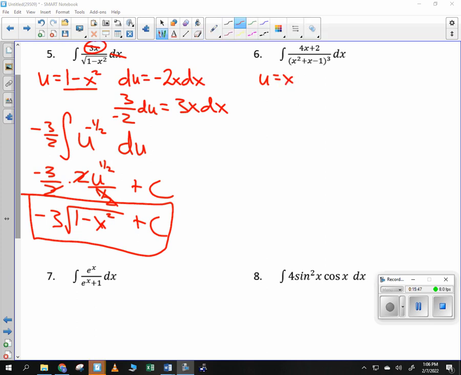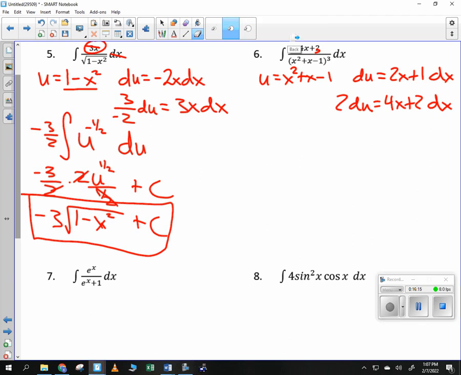So u is equal to x squared plus x minus 1. What was du? 2x plus 1 dx. And this is not that, but if I multiply through by 2, so 2 du is equal to 4x plus 2 dx. Isn't it nice that this was just a little bit different? If this was a plus 3, the problem would be much, much more difficult. In fact, we might not be able to solve it. So antiderivatives can be super challenging. This one works out pretty nice.